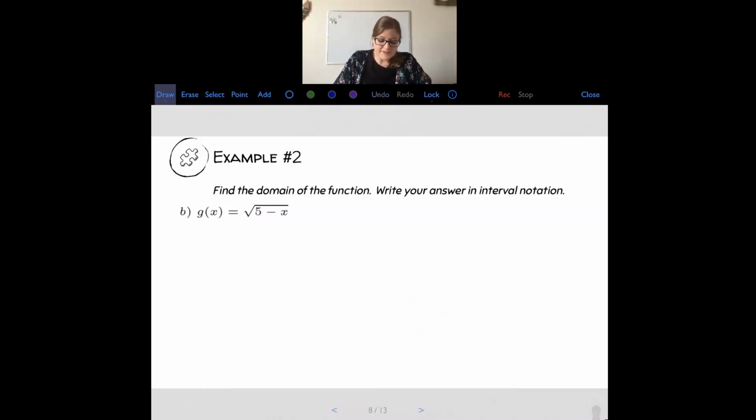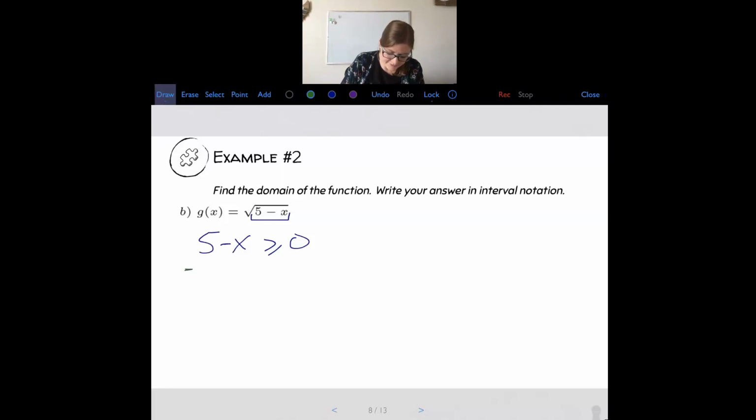Part B, g of x is equal to the square root of 5 minus x. So again, we have to be careful. Whatever we plug in for x must make 5 minus x positive. So the way to see what values we can plug in is to take what's under the square root and set it greater than or equal to 0. And now we'll solve the inequality.